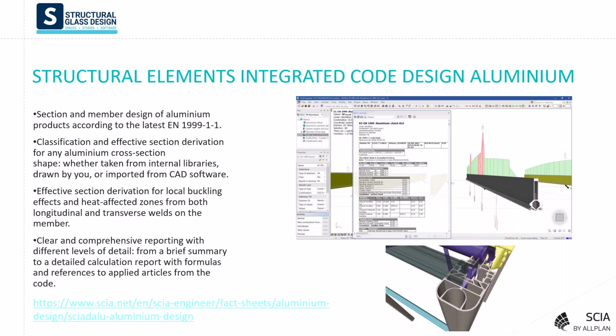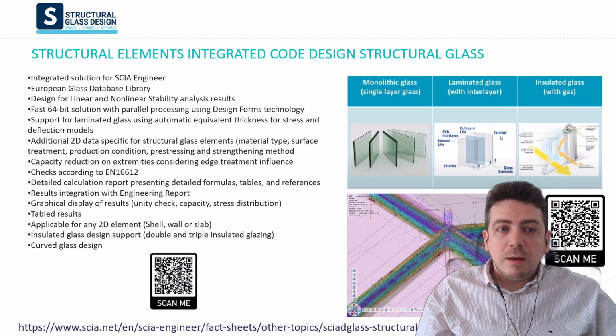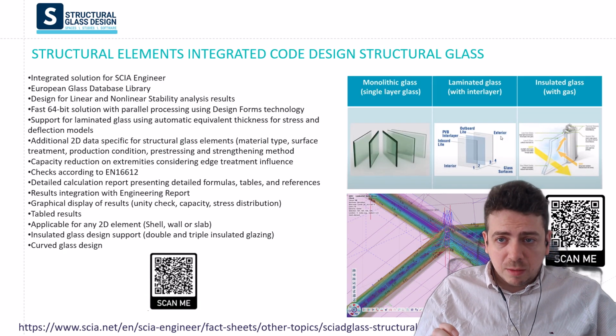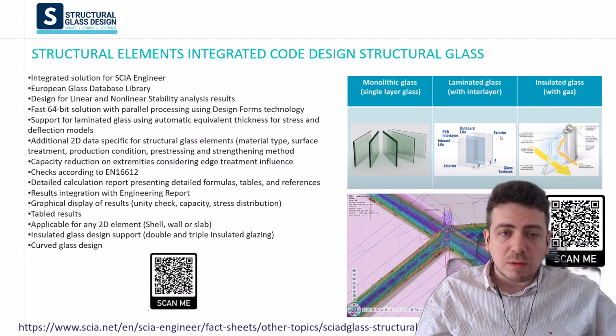And as you can see here, it can check very complex shapes that you can simply import from DWG, and you get Eurocode 9 integrated checks for all the structure that you model, all your curtain wall and so on. Now if we focus a bit on the glass part, there are three main directions that the add-on treats.